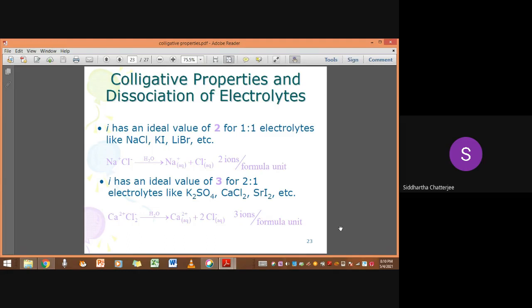So naturally, you are finding 2 potassium ion and 1 sulfate ion per formula unit. Similarly, for KCaCl2, you are finding per formula unit 1 calcium ion and 2 chloride ion. So naturally here you should have the ideal value 3, because 2 plus 1, 3 moles of ions you are getting. So 3 ions per formula unit, provided in all these cases you are expecting 100% dissociation is taking place.